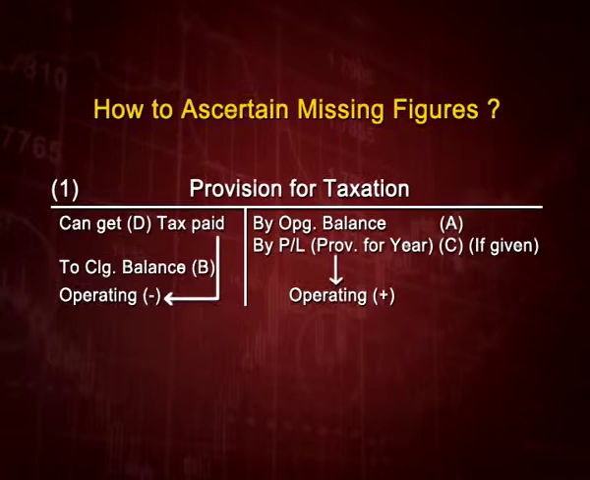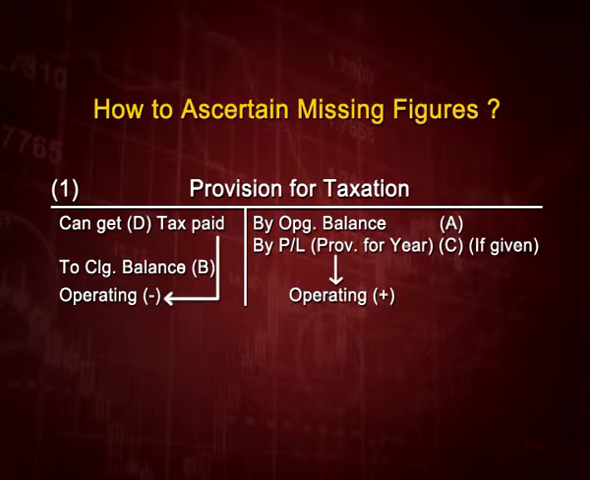Now, let us concentrate our discussion on how to ascertain the missing figures for cash flow. Let us concentrate here on 4 commonly asked adjustment accounts. The first one is provision for taxation. In this, opening balance and closing balance are given in the question, and sometimes we are given provision for the year, then we get cash paid, and if we are given tax paid, then we get what provision we have made. So, let us see the format.